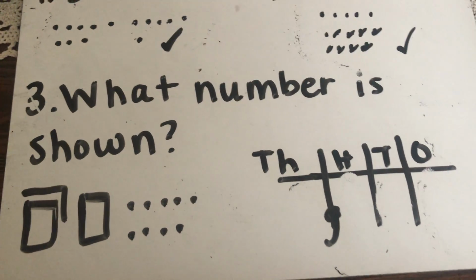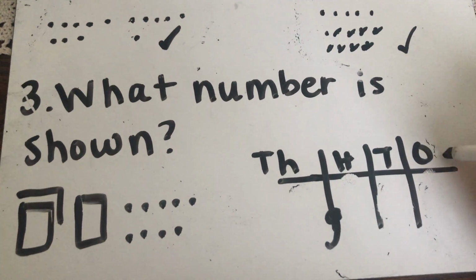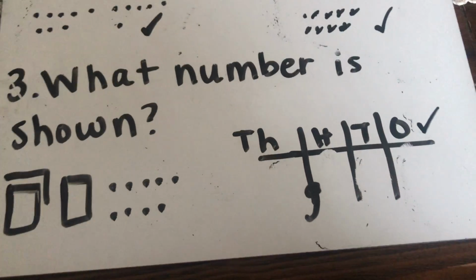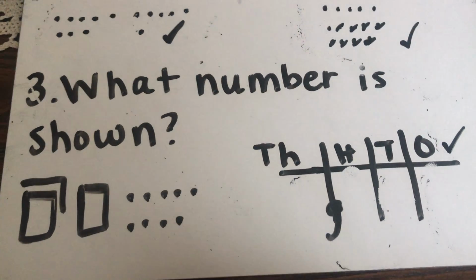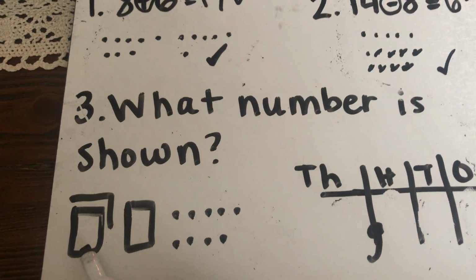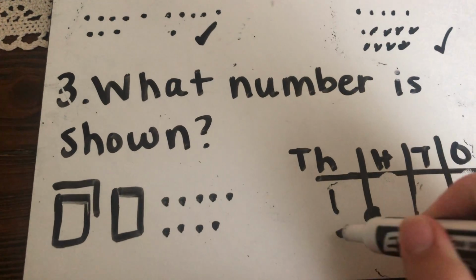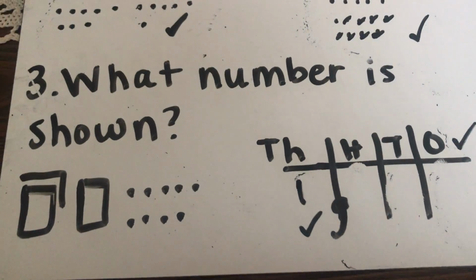Number 3 says, what number is shown? So you know we're going to start with our place value chart. If you did your place value chart, give yourself a check for practicing that strategy. And then we're going to plug in our numbers into our place value chart. So if you notice, we only have 1 thousands block, so I'm going to put a 1 in the thousands place. If you got a 1 in the thousands place, give yourself a check.